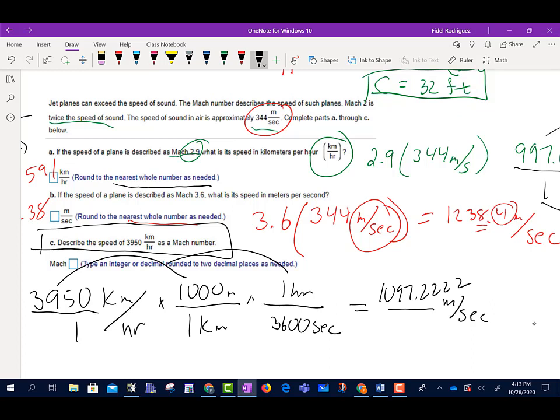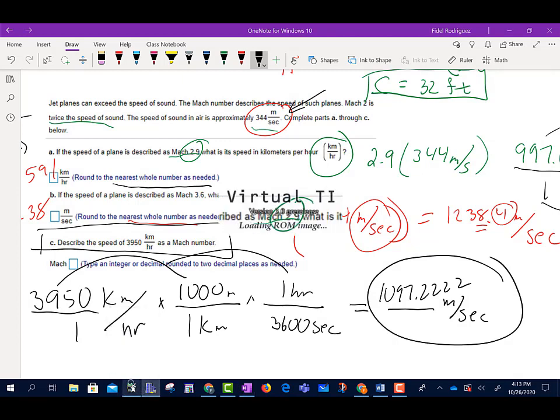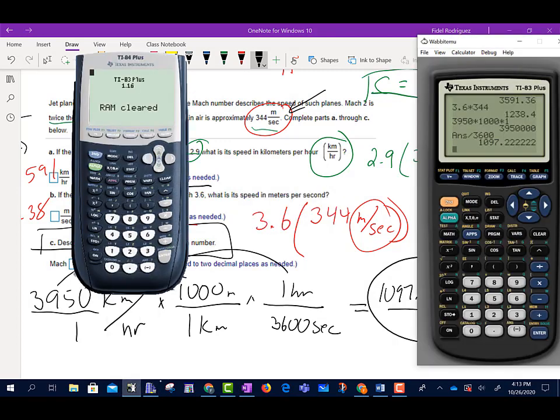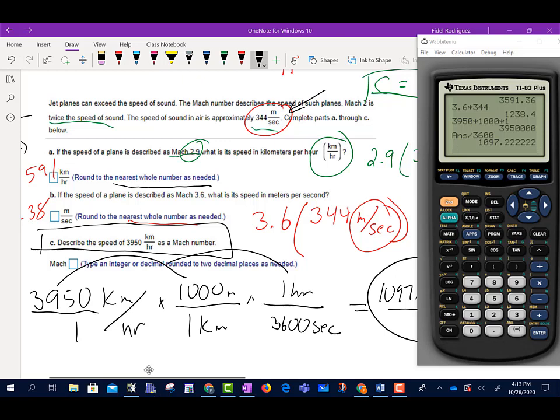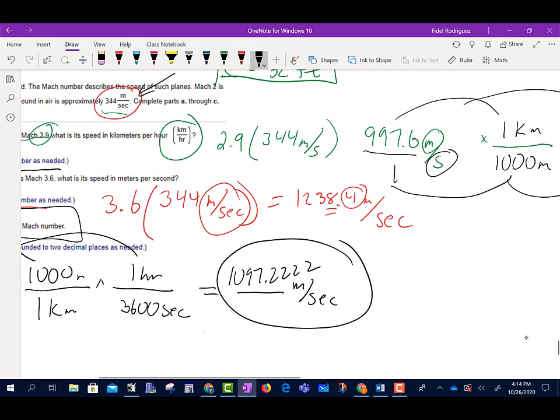Now, remember how we convert something to a Mach number. The way we find the Mach number, we take this number here and divide it by 344, because that's the speed of sound. So we're dividing it by 344, and this one is asking me to round to 2 decimal places. If I round it to 2 decimal places, 3.19. So this here would be a Mach speed of 3.19. And here's my Mach number.